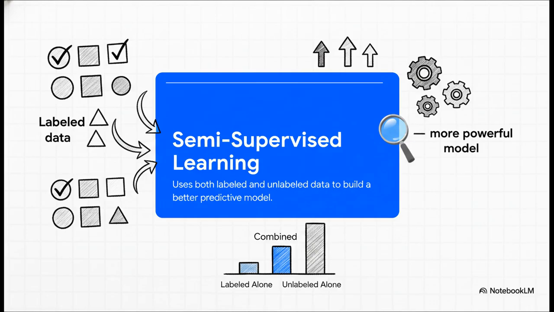And this right here, this is the whole game. If you remember one thing, this is it. Semi-supervised learning doesn't make you choose. It's all about using both labeled and unlabeled data to build a way better model. It combines them to create something so much more powerful than you could ever get with just one of them alone. This is how you smash through that data bottleneck.